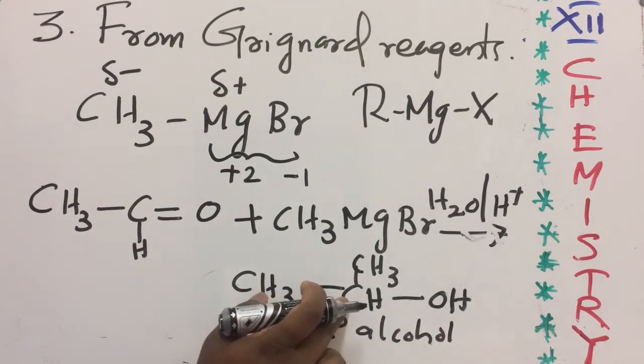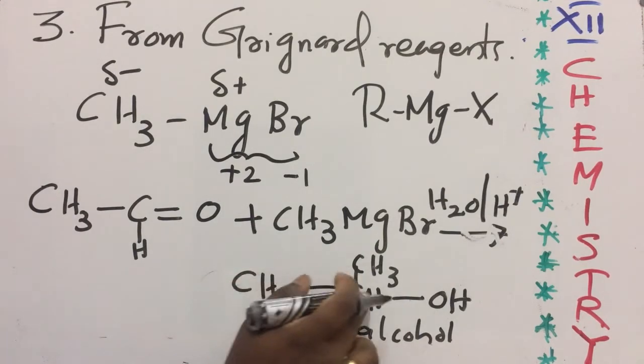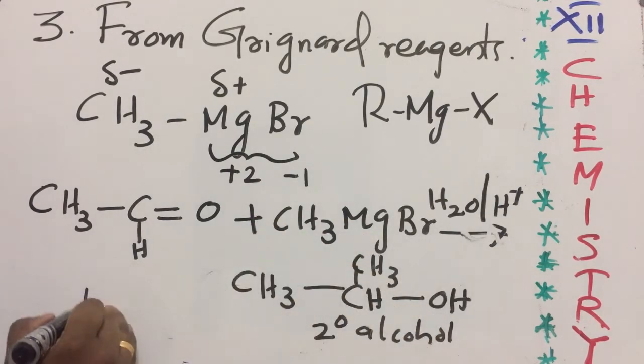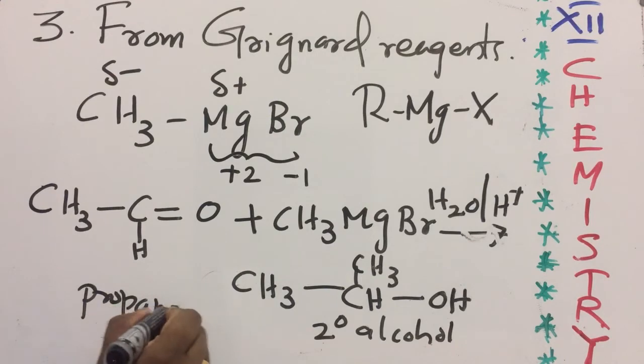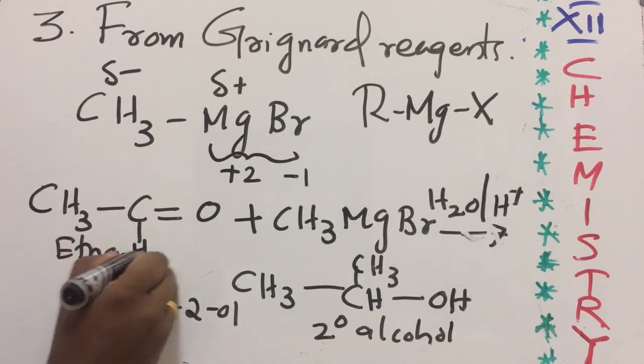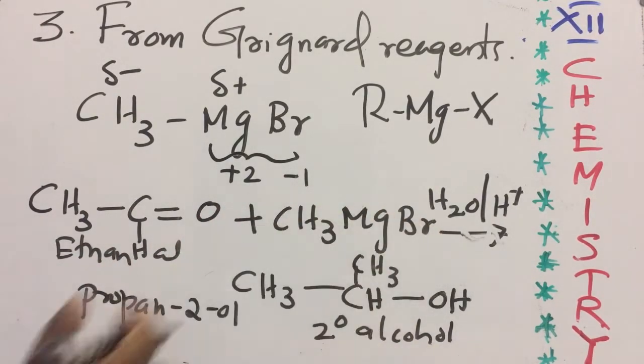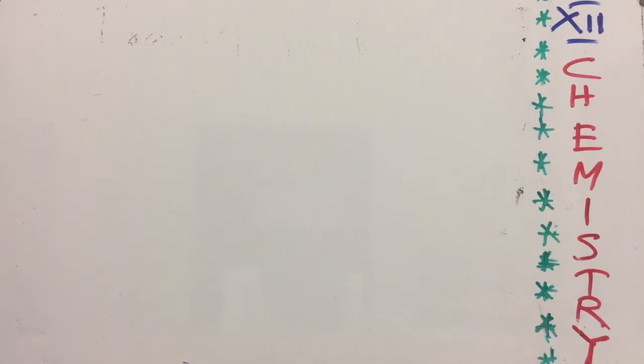What is the name of the product? CH3CHOHCH3 is propan-2-ol. So ethanal can change into propan-2-ol by using the Grignard reagent, methyl magnesium bromide. Now I will explain the detailed steps of the previous reaction.